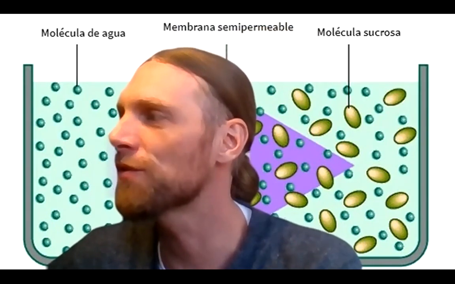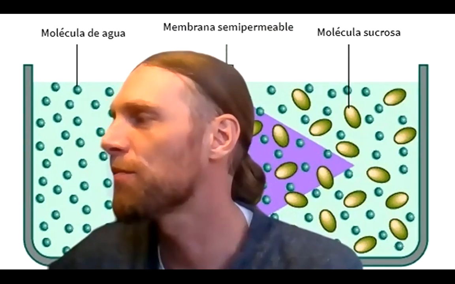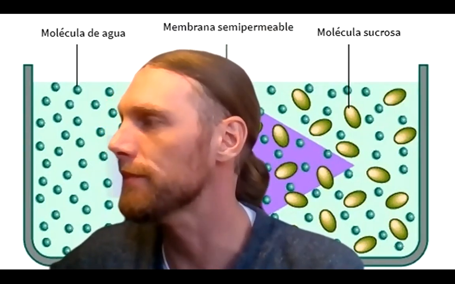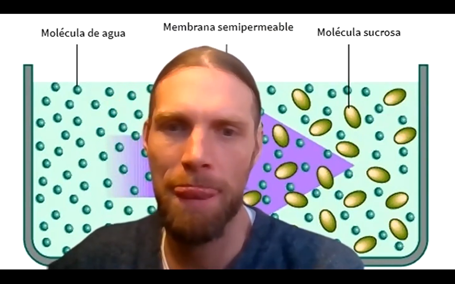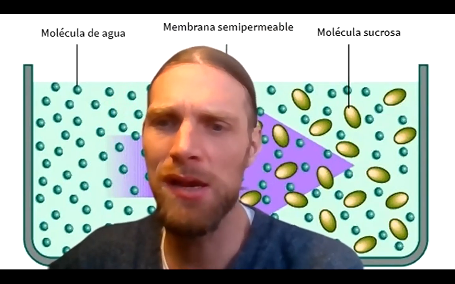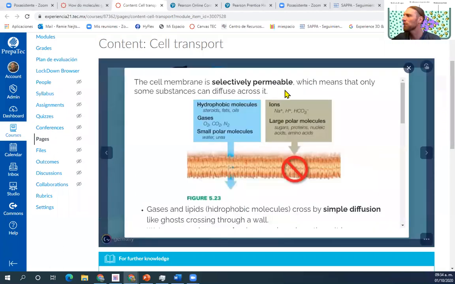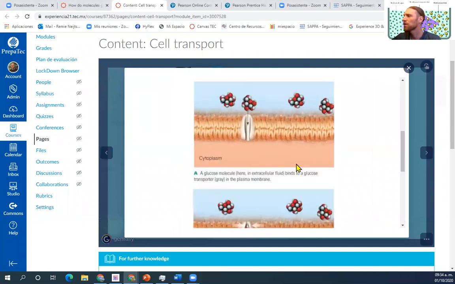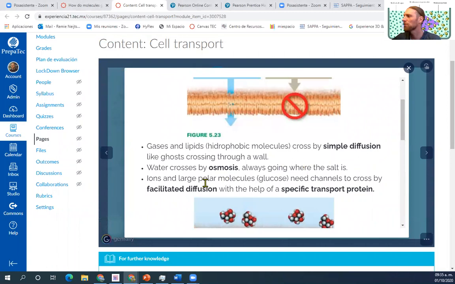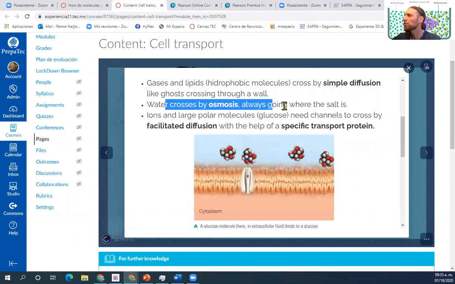Okay, so simple diffusion, facilitated diffusion, osmosis. Let's now go to active transport. Before I start, if you click read more, you have a very good explanation about simple diffusion, facilitated diffusion, what we have seen. And osmosis, you can see it in the presentation because there is not so much information about it. They only say water crosses by osmosis, always going where the salt is. This is exactly what I say, okay?